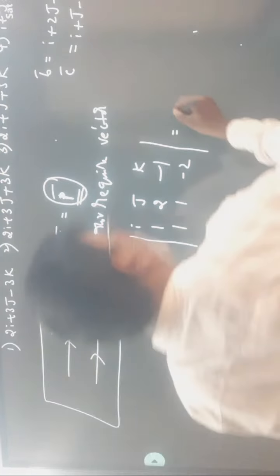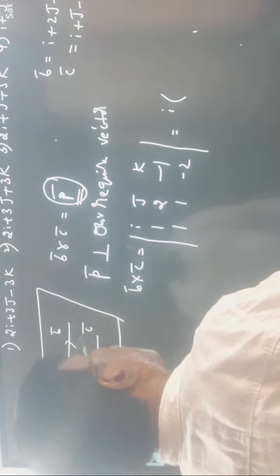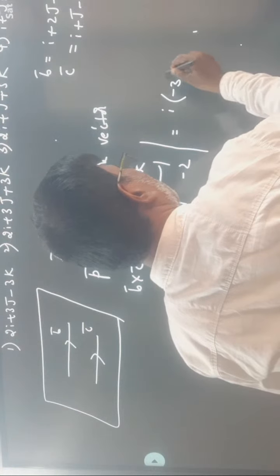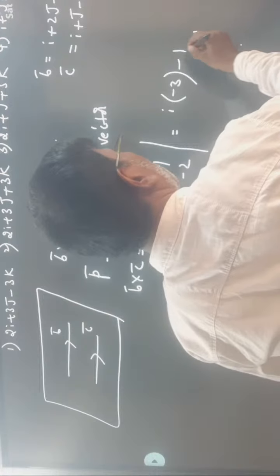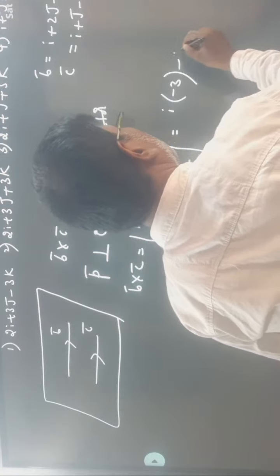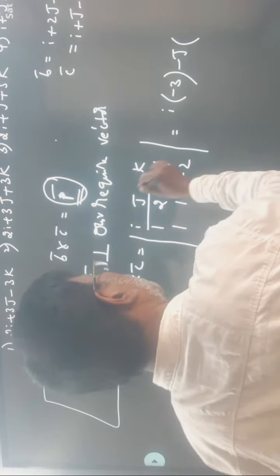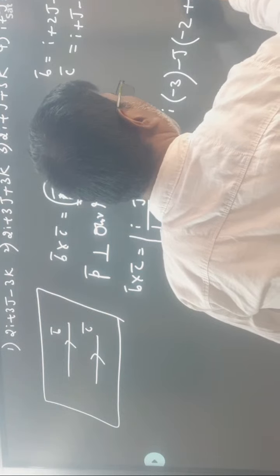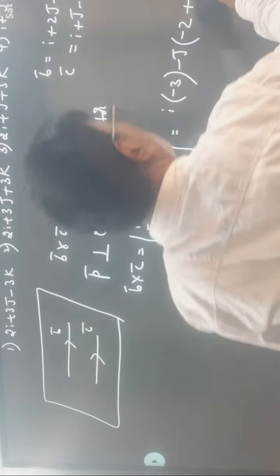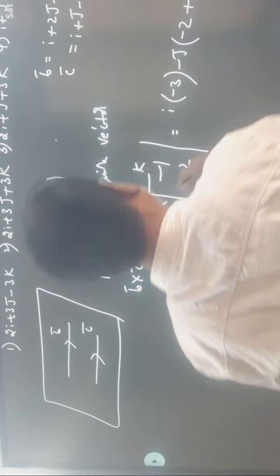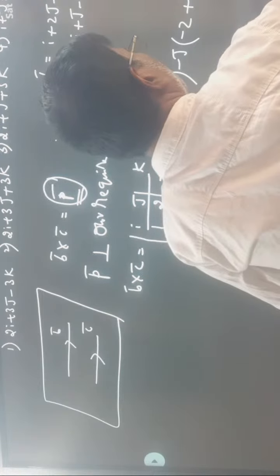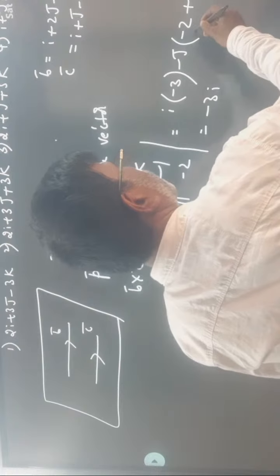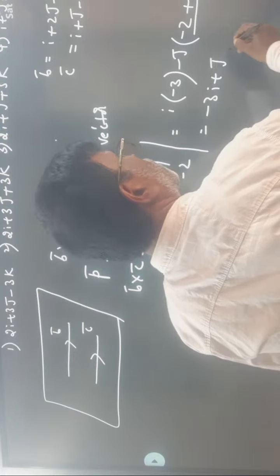So how can we find out? i into how much? Minus 4 plus 1, minus 3. Minus j into, remember that, this one and this one, remove that: minus 2 plus 1. Plus k into, remember this, 1 minus 2. This is minus 3i, so here is minus j, minus k.